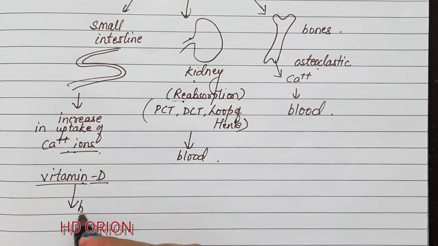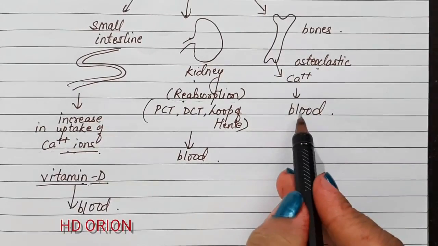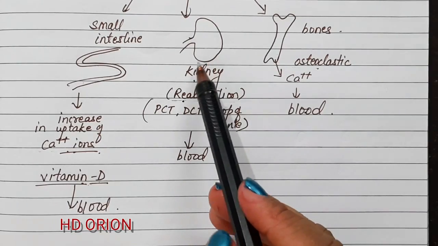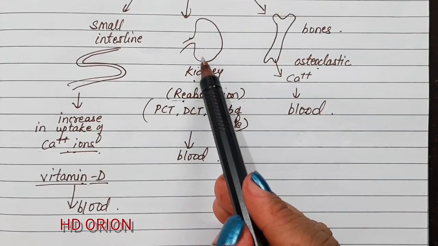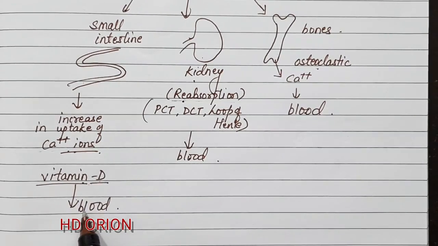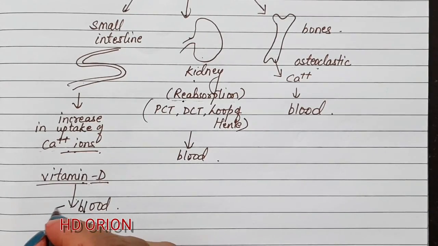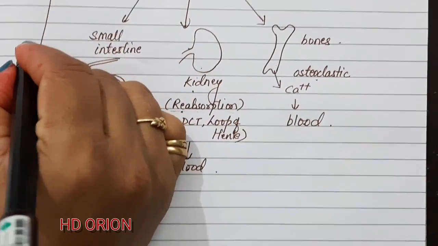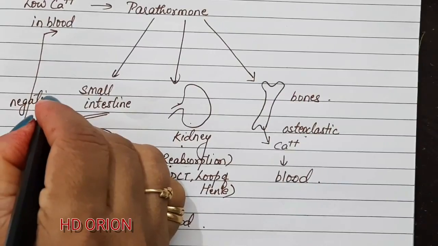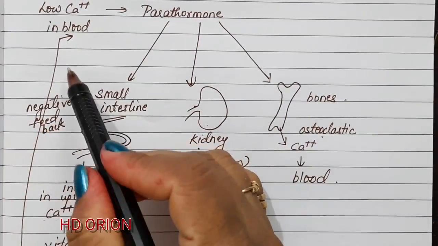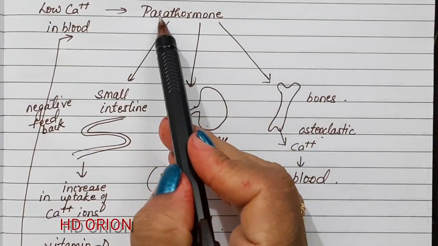So here also it will go to the blood. In this manner, we see that calcium ions from the bones are released into the blood. The reabsorption of calcium from the nephric filtrate in the kidney also takes place in the blood, and also the increase in uptake of calcium ions takes place in the blood, and therefore the increased calcium level gives a negative feedback to the parathyroid gland to stop the release of parathormone.